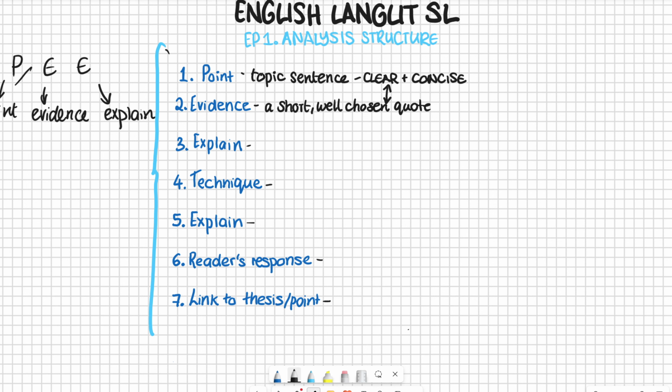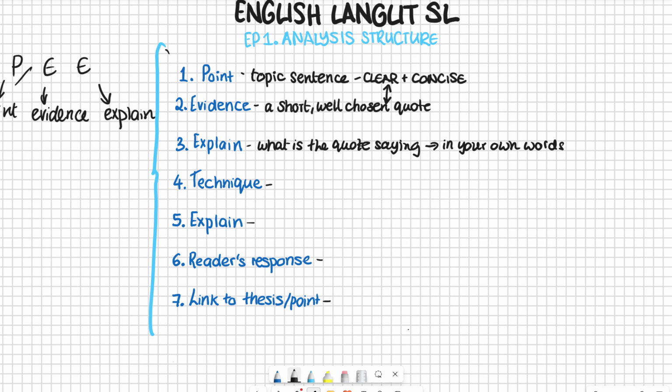The next thing we're going to do is explain. So, we're going to explain the quote that you've chosen. So, you're actually talking about what the quote is saying. So, in your own words, you're going to express like this quote is trying to say this and that. So, you're basically saying the quote in your own words. You're not heading into a deeper level of analysis as such. This is still very, very surface level.